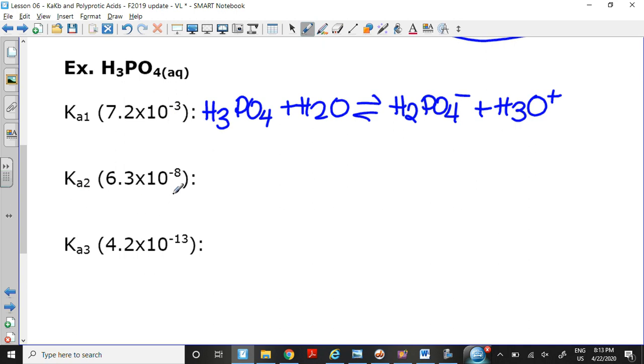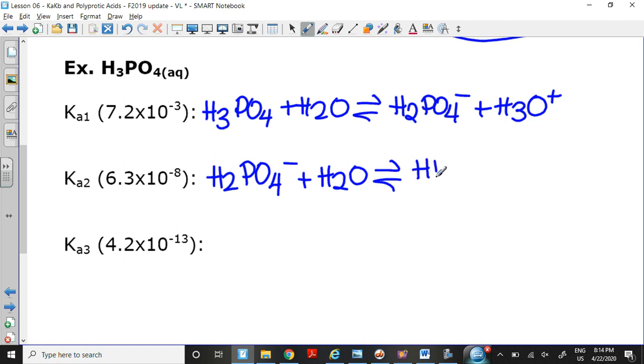Then, what happens in the second step? This dihydrogen phosphate ion starts it all off. It's amphoteric. It can lose or accept hydrogen. So, here it's going to lose another one with water. 2 hydrogens on the left, it's going to lose one. Guess what? It's HPO4, and now it's got a negative 2 charge. And it's going to make another hydronium ion.